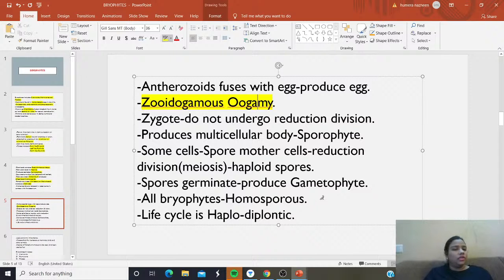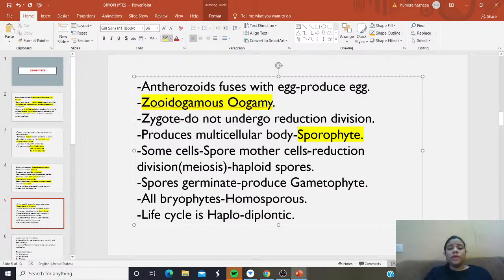How is the zygote? The zygote does not undergo reduction division immediately. And what does it produce? It produces a multicellular body called the sporophyte. So in bryophytes, the zygote does not undergo any reduction division immediately, but instead produces a multicellular body called the sporophyte.